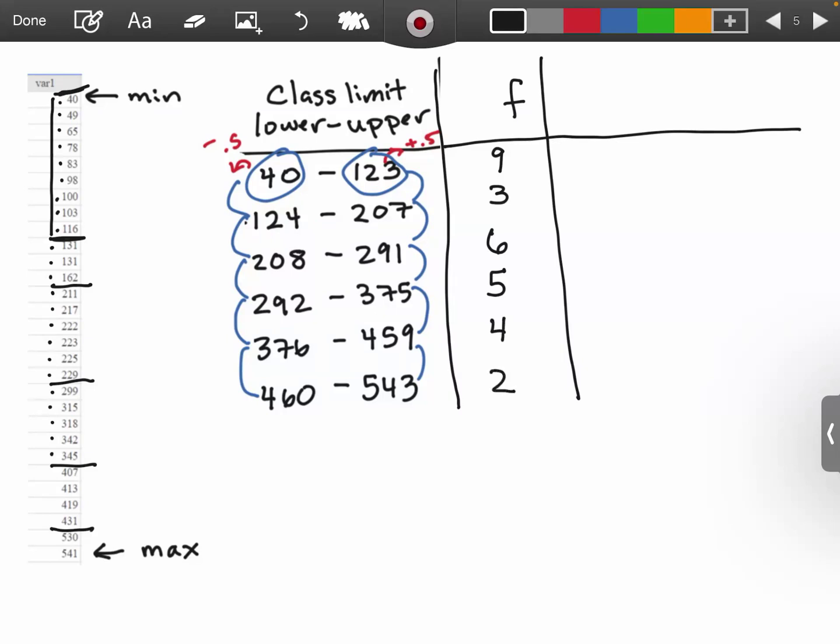If any of our classes has no observations in it, has a frequency of 0, you're still going to include it. You'll just write a frequency of 0 there. You need that placeholder. You can't skip any of the groups.